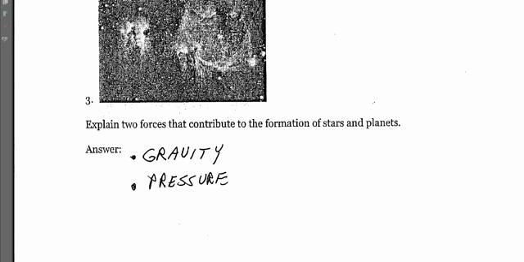The next one, explain two forces that contribute to the formation of stars and planets. Well, stars and planets are formed in these nebulas, and what starts pulling things together is gravity. If it has mass, there's a gravitational pull between different masses, and as gravity starts pulling all this gas and dust together, as it starts pulling more and more together, you start getting that pressure. And once that pressure gets great enough to fuse hydrogen, that ignites the star. And so the two forces are gravity and pressure.